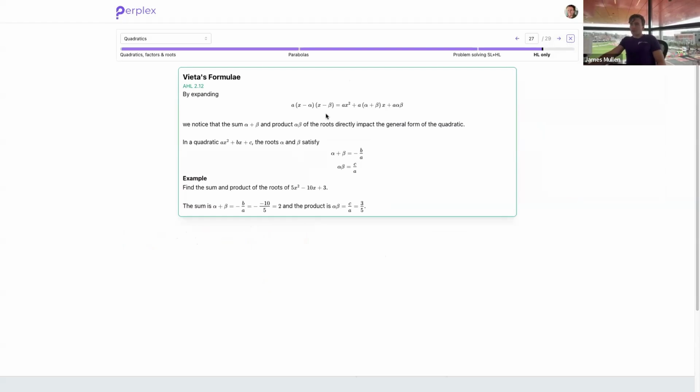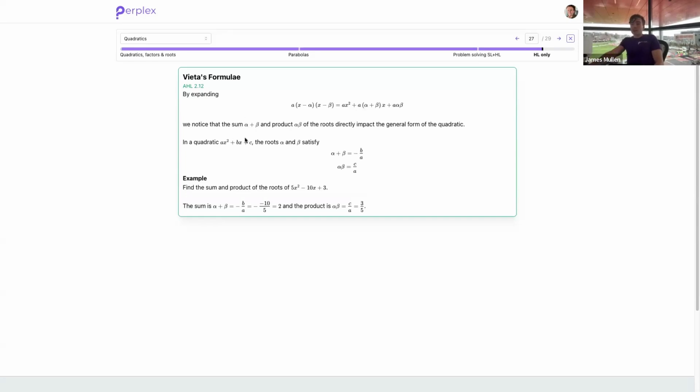But for now, I want you to just notice that if I have a quadratic in factored form that looks like this, a times x minus alpha times x minus beta, if I expand that out, I'm going to get ax squared plus a times alpha plus beta x plus a times alpha beta. And so you notice that the sum of the roots, which is alpha plus beta, and the product of the roots is directly related to the general form of the quadratic, so what coefficients I find.